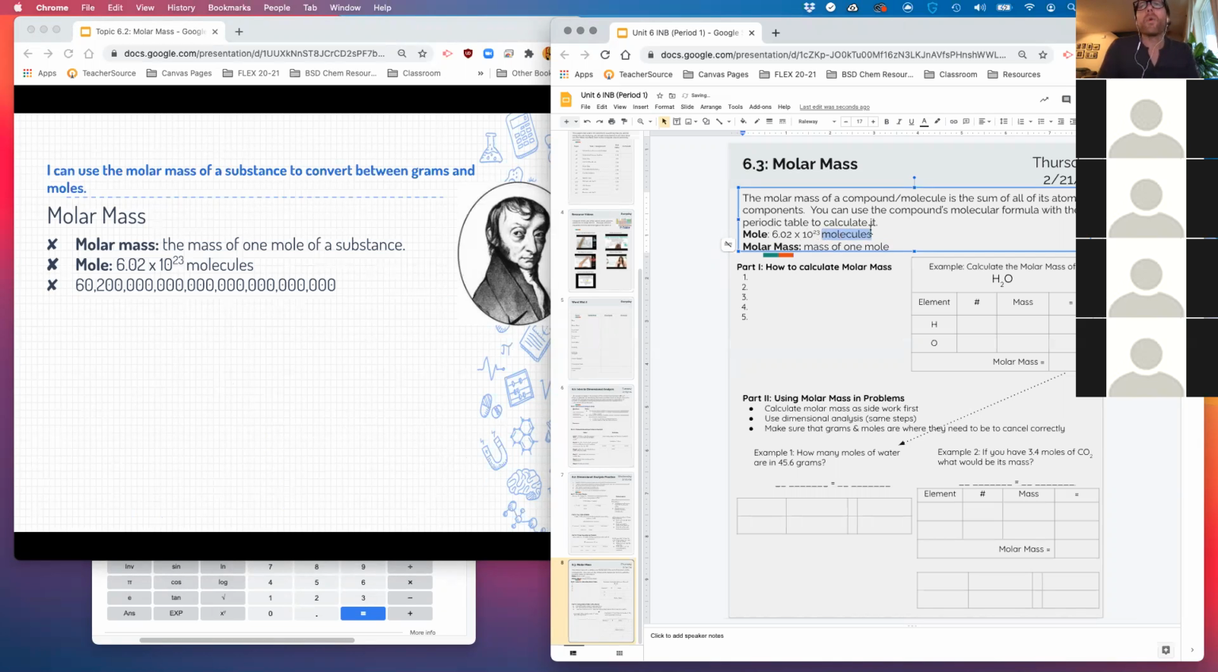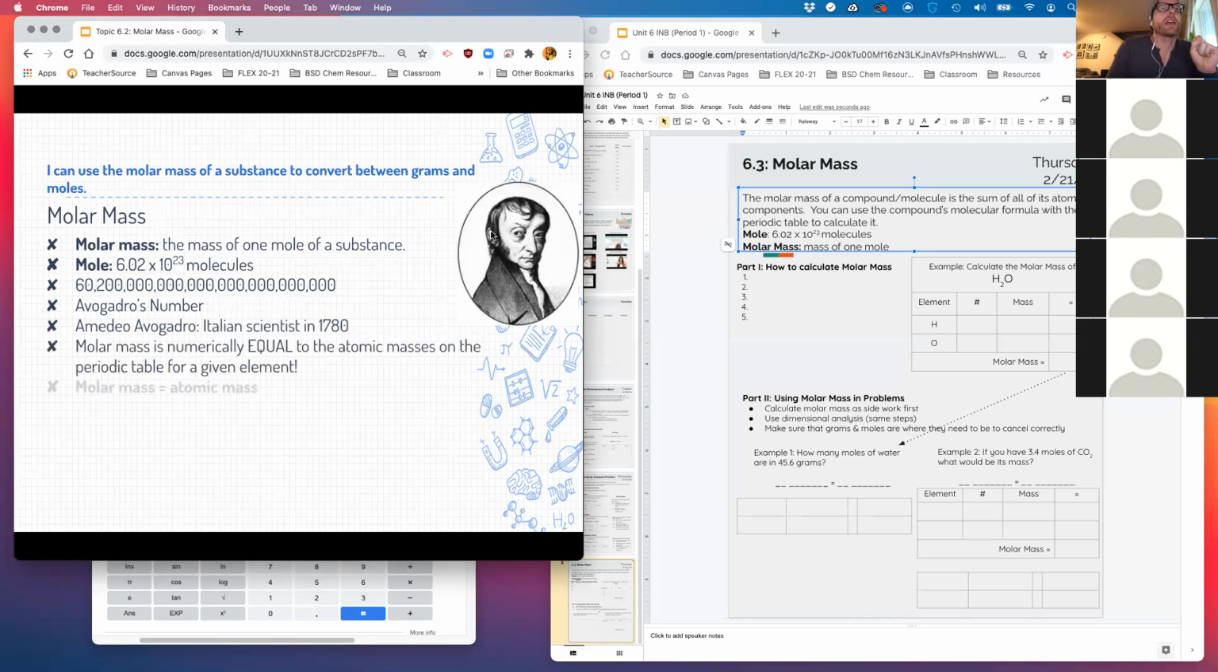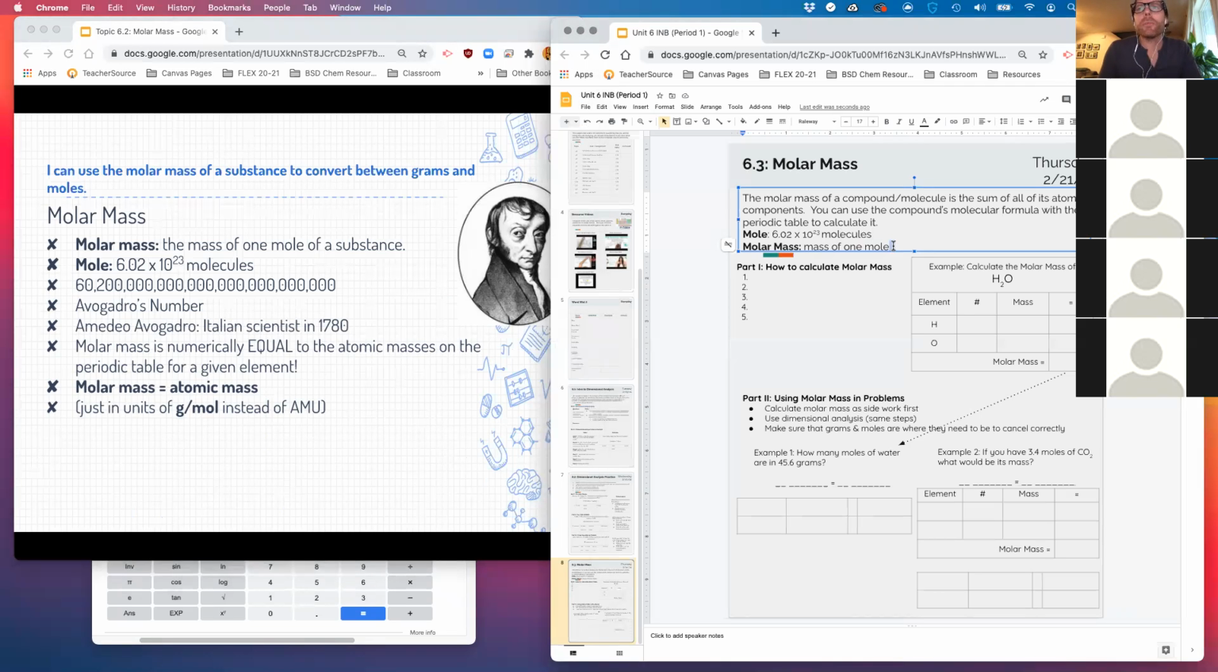But the thing is, we use the word mole because we don't want to deal with these super huge numbers, okay? So scientists, namely this dude, Avogadro, he was like, hey, let's come up with this way to talk about a lot of molecules that's the same. And so they came up with Avogadro's number. He was an Italian scientist in the 1700s. And basically what he said is, listen, if we talk about mole, okay, we can use the atomic mass. So the molar mass is equal to the atomic mass, but it has a different unit. It has grams per mole.